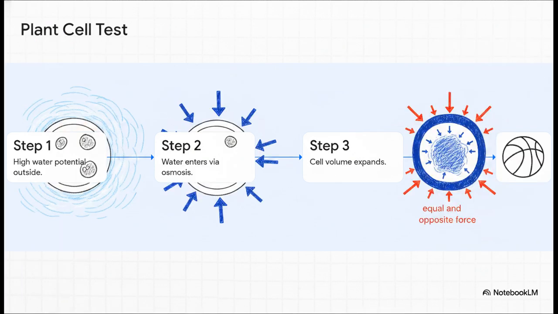Now let's contrast that by dropping a plant cell into that exact same distilled water. Step 1, high water potential outside. Step 2, water enters via osmosis. Step 3, the cell volume starts to expand. But watch Step 4 really carefully.